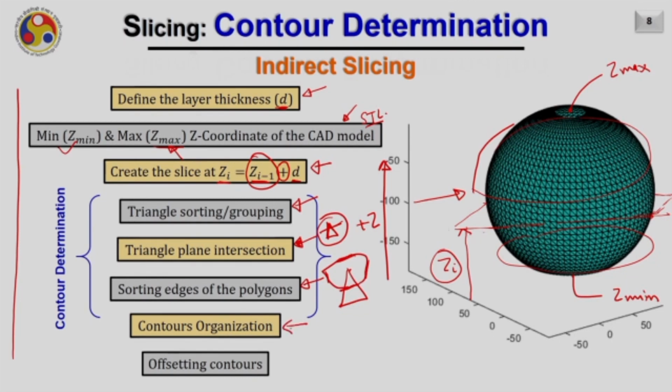Then the next step is to organize the contours. Why is it important? For example, you may have a contour which has multiple contours inside as well. You have to identify where the material is and where there is no material. To identify this, we have to appropriately organize these contours, and usually that is called contour organization algorithms. And then, if required, we do the offsetting of contours to give the machining allowances.